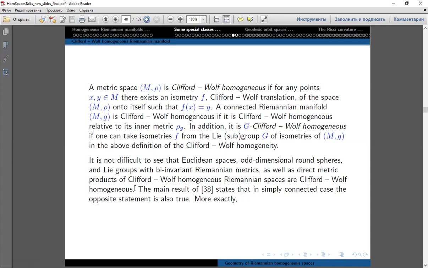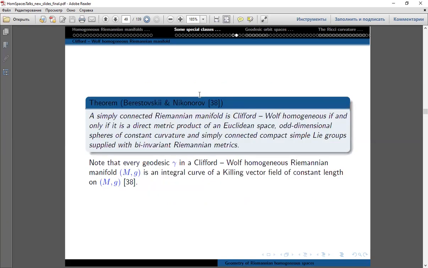And of course, the direct metric product of any quantity of Clifford-Wolf homogeneous Riemannian spaces is also Clifford-Wolf homogeneous. It's very easy to understand. And the most important thing in this topic is that we have some opposite statements. This result was obtained together with Professor Berestovskii.